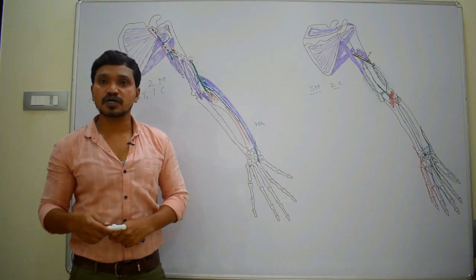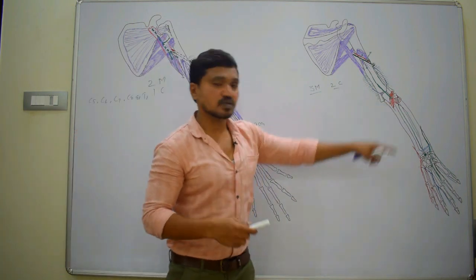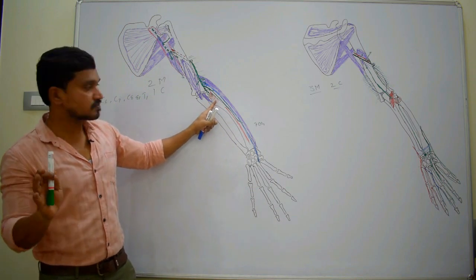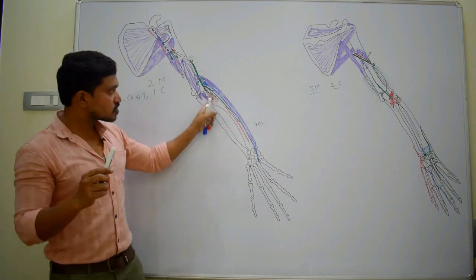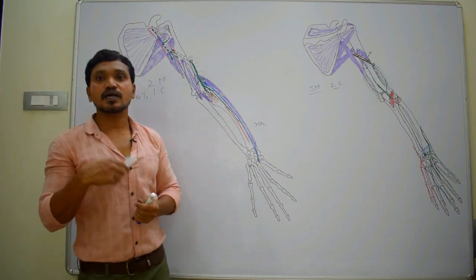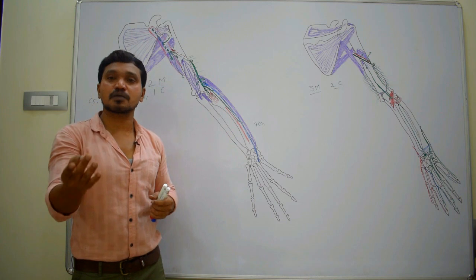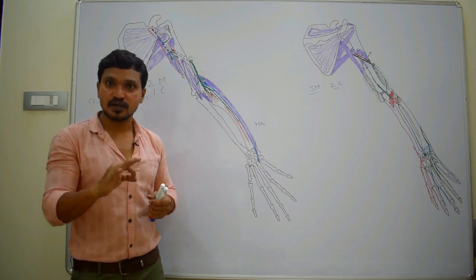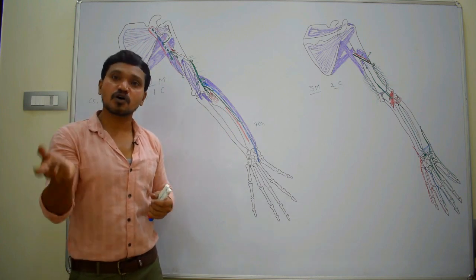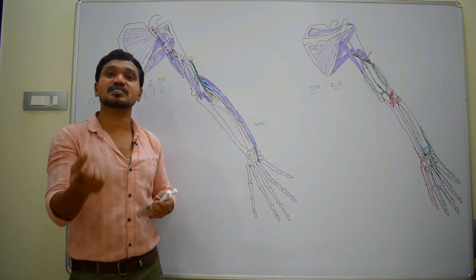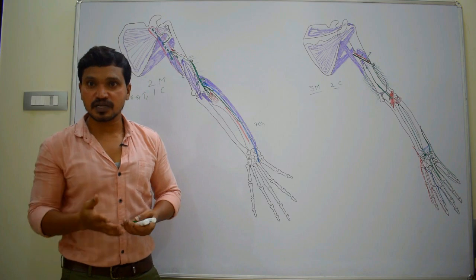Next, branches in the posterior compartment of forearm. What are the posterior compartment of forearm muscles? Anconeus muscle, already supplied. Extensor carpi radialis longus and brevis, already supplied. Brachioradialis, already supplied. Supinator, supplied. Then what is remaining now? Extensor digitorum, extensor digiti minimi, extensor carpi ulnaris in the superficial set. Then in the deep set, abductor pollicis longus, extensor pollicis longus, extensor pollicis brevis and extensor indicis. These muscles are remaining now.